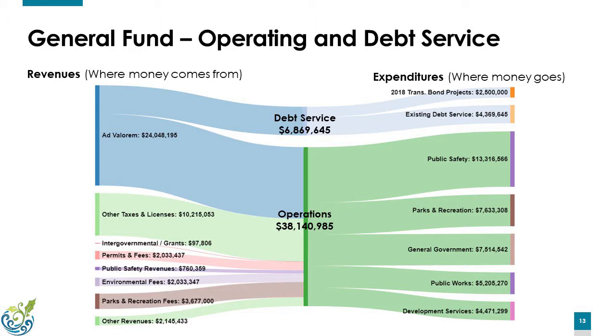Again, most of the revenues in that particular area related to ad valorem or property taxes on real and personal property. Other taxes and licenses, and you see the other examples of the types of revenues that come into the general fund. And then on the other side, on the right side of the graph, you see the expenditures, where the money goes. And then in general fund operations, you have public safety, again, a high area comprised primarily of police and fire, parks and recreation, general government, public works, and then development services.